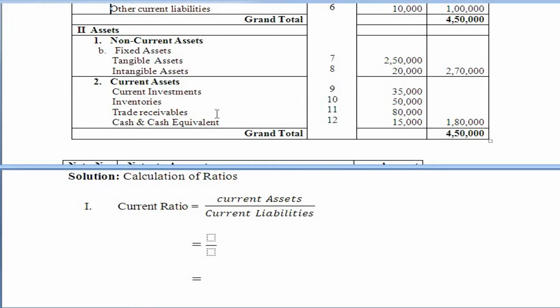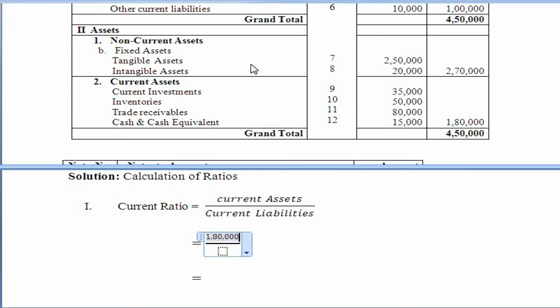Current assets include current investments, inventories, trade receivables, and cash and cash equivalents. The details of these assets are given in the notes, and these are the amounts of the current assets. The total amount of current assets for the year is 1,80,000. So now put this amount into the formula. Current assets, how much? 1,80,000.